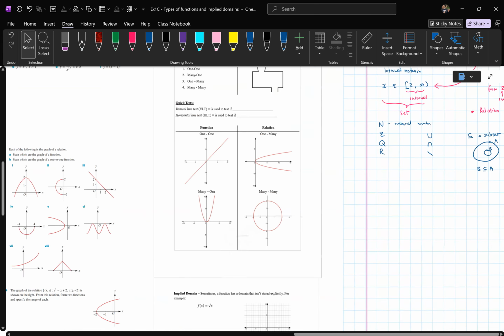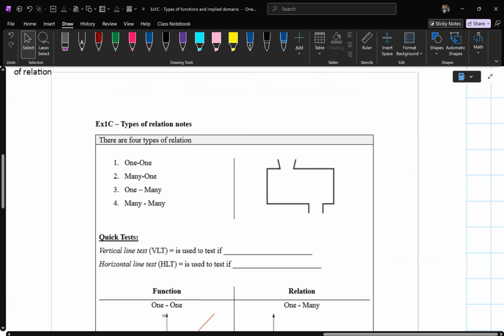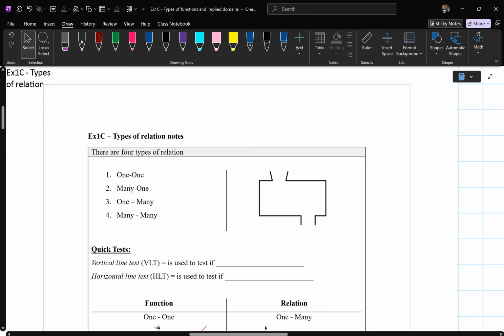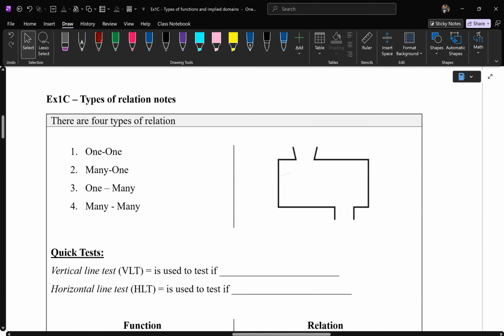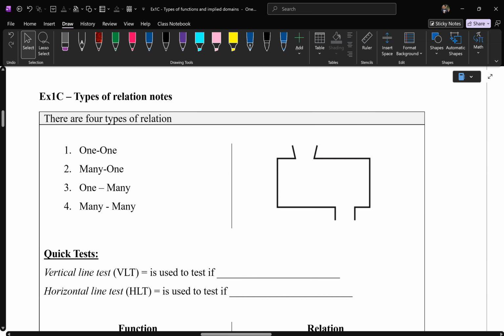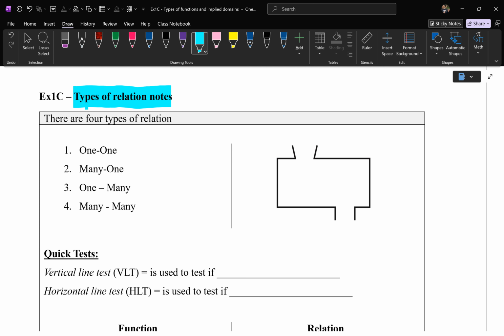Let's do 1C now. So I'm going to go back to these notes. On the notes that I've given out to you, we've got 1C. We'll start from here. Exercise 1C. You need to now know the types of relations. We said relations is all a bunch of coordinates. There are 4 specific types. You've got a one-to-one, many-to-one, one-to-many, and then many-to-many.